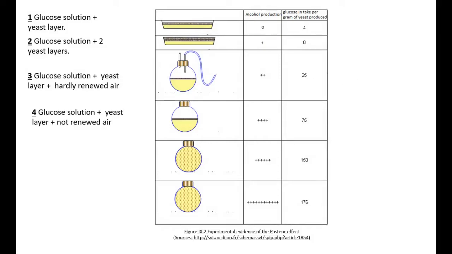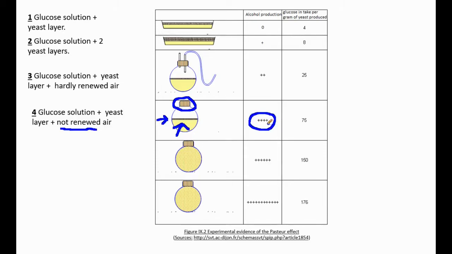Number 4, we still have the glucose solution in the bottom, a yeast layer, which is, in terms of amount, the same as this previous one. But this time you can see that the flask is completely closed. That means the air is not renewed. And we can see that the alcohol production has increased even more.